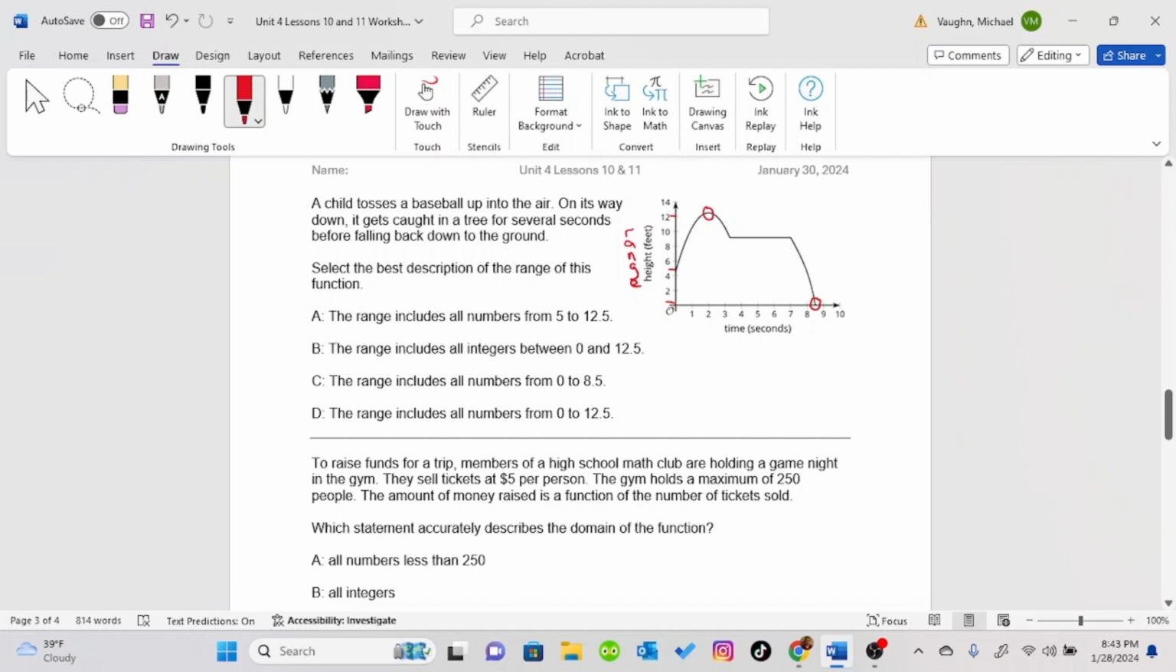So while choice B is correct that it's between 0 and 12.5, it says all integers. And integers are the counting numbers, 1, 2, 3, 4, 5. We're saying we can have all those numbers in between, so we want choice D. The range includes all numbers from 0 to 12.5.